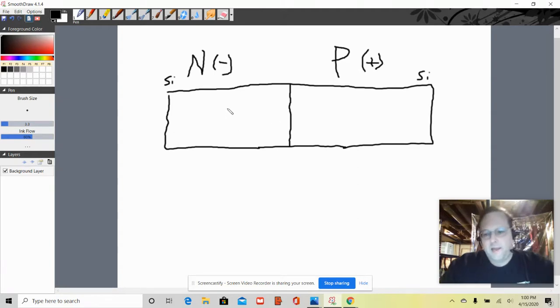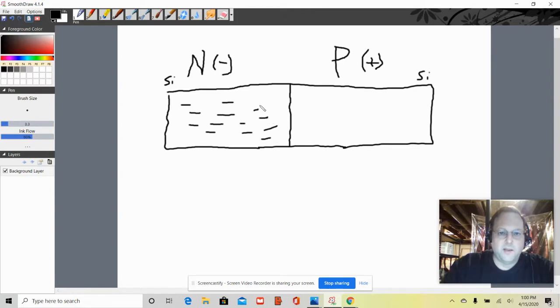The N side has lots of electrons floating around in here. They're extra electrons that are just floating and want somewhere to go. The P side has holes where an electron should be or could be, but is not there. So it has holes all over in it. I'm going to draw some of these, but there are literally millions of them in here because it's at the atomic level. All these holes over here.